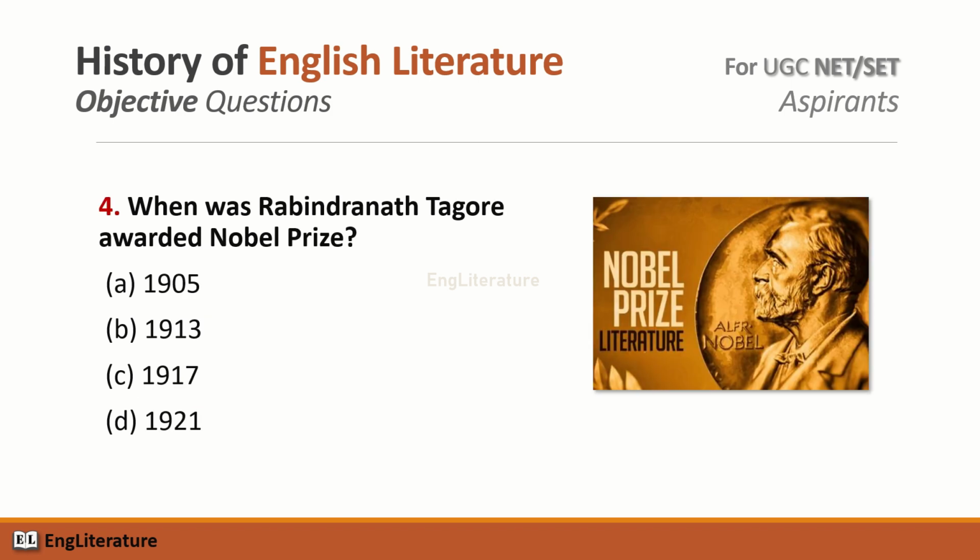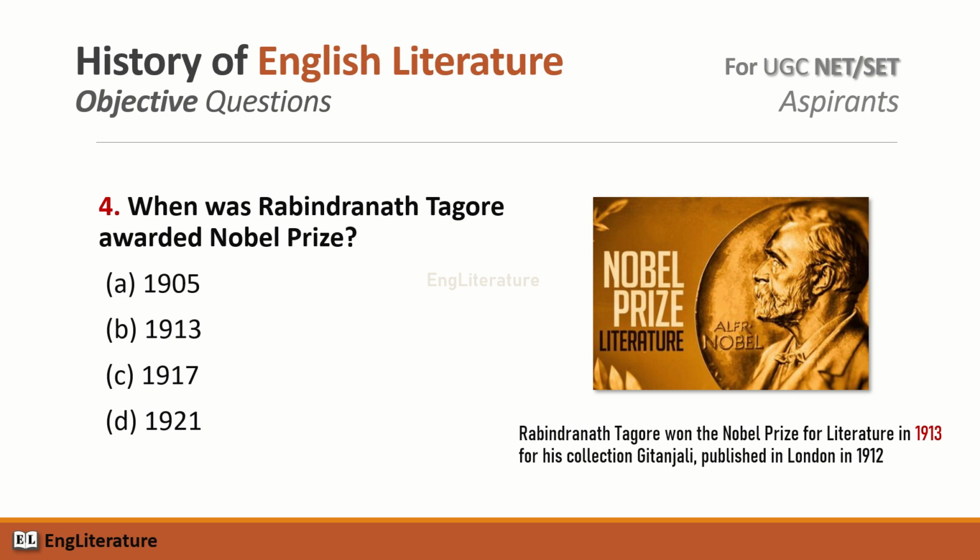When was Rabindranath Tagore awarded the Nobel Prize? Rabindranath Tagore won the Nobel Prize for Literature in 1913 for his collection Gitanjali, published in London in 1912. Here the right choice is number B. Tagore was awarded the Nobel Prize in the year 1913.